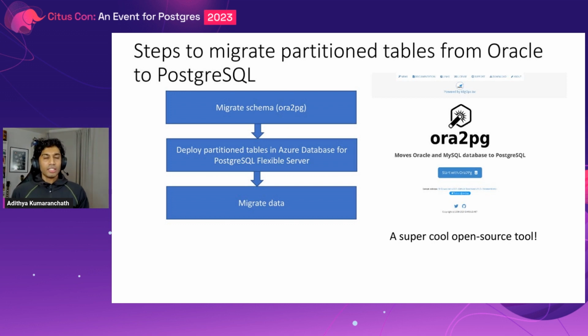And in the target, each partition table is a separate physical table. We'll see that in the demo in a bit. This enables us to load the data in parallel. And after you load the data, you create the indexes.